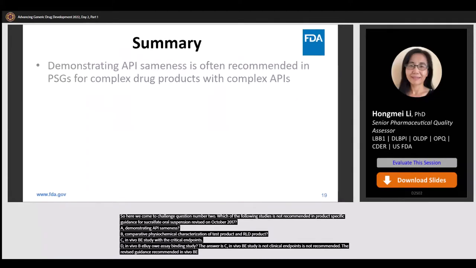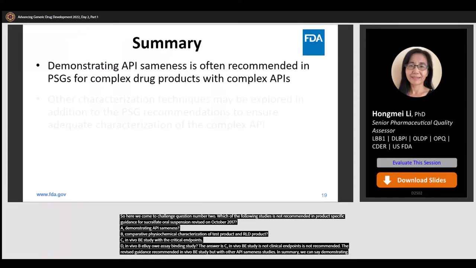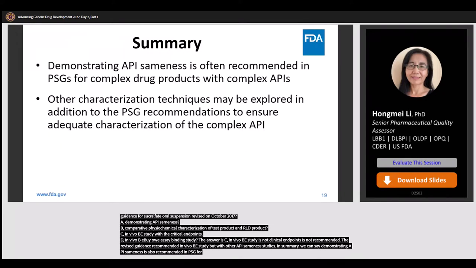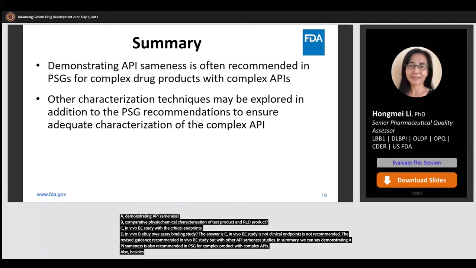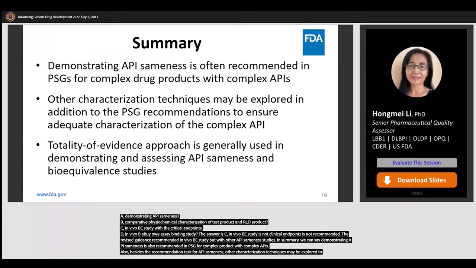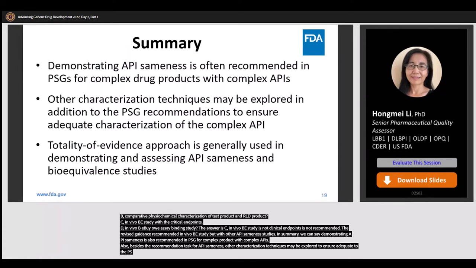In summary, we can say demonstrating API Sameness is often recommended in policy guidance for complex products with complex APIs. Also, besides the PSG recommended tests for API Sameness, other characterization techniques may be explored to ensure adequate characterization of the complex API. Also the take-home message is that the totality of evidence approach is generally used in demonstrating and assessing API Sameness and the bioequivalence study as well.